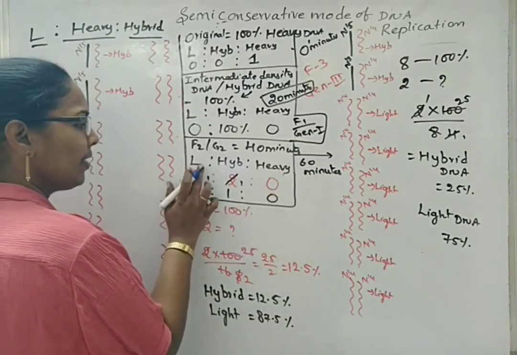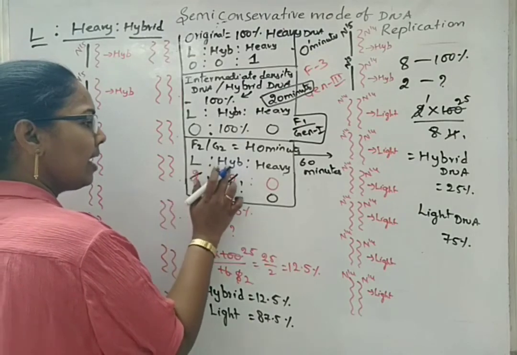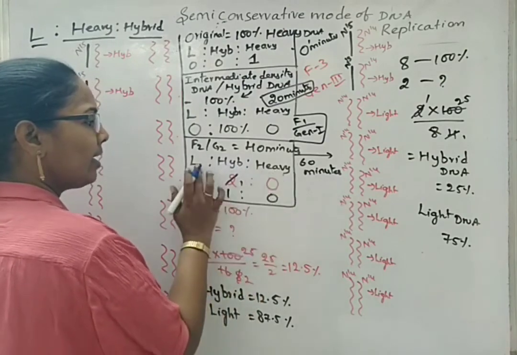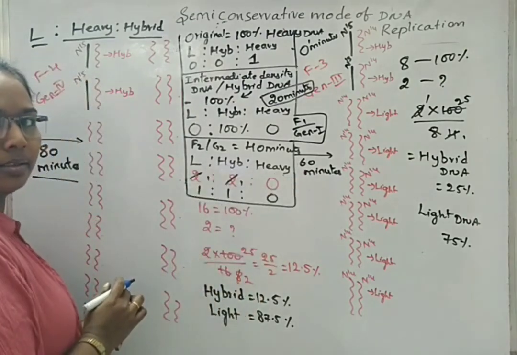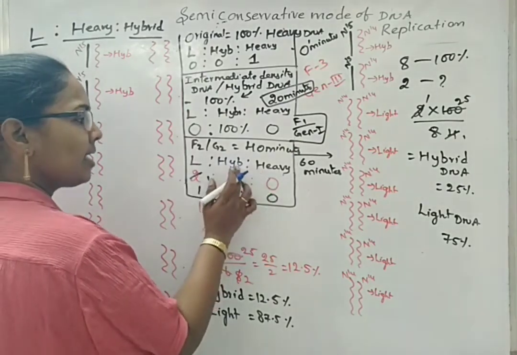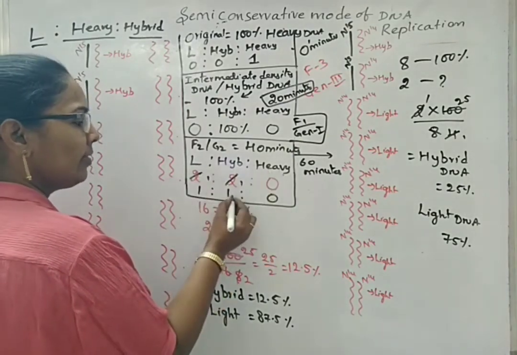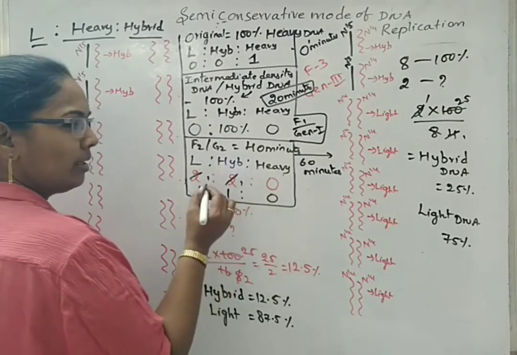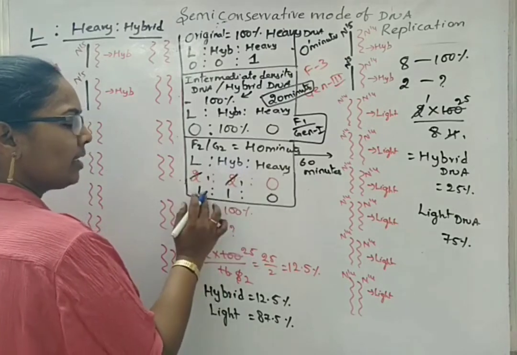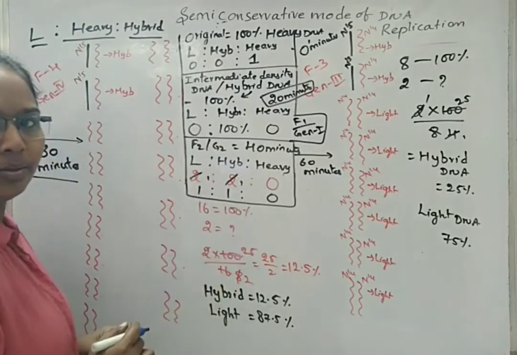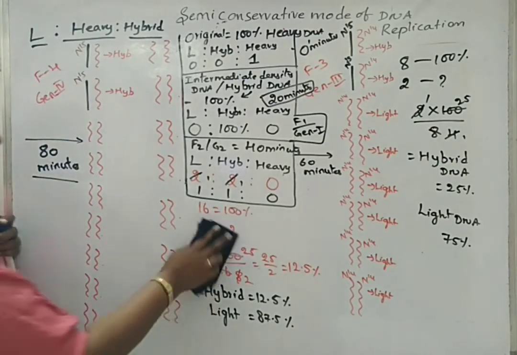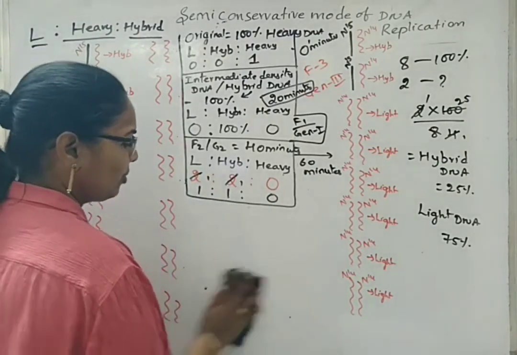First of all, we have to check whether the ratio is asked in light, hybrid, heavy sequence, or hybrid, light, heavy sequence, or heavy, light, hybrid DNA strand sequence. We have to check what the question asks, what the sequence is. If it is asked as hybrid to heavy to light, then it will be 1 to 0 to 1. But here I have written light to hybrid to heavy, so I have written the answer as 1 to 1 to 0. Like this, we can calculate and write the ratios.